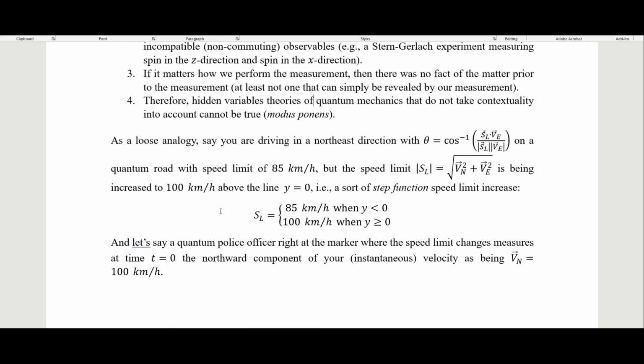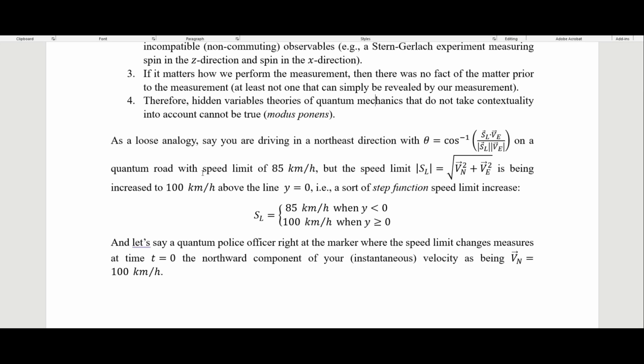All right, and so let's get to my loose analogy here. Say that you are driving in a northeast direction on what we can call a quantum road. We're in the northeast direction, with some angle theta to the east direction. On our quantum road, in this theta direction, the speed limit is 85 kilometers per hour.